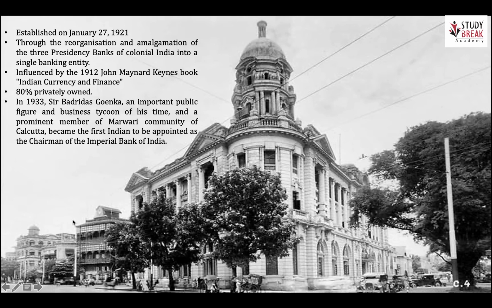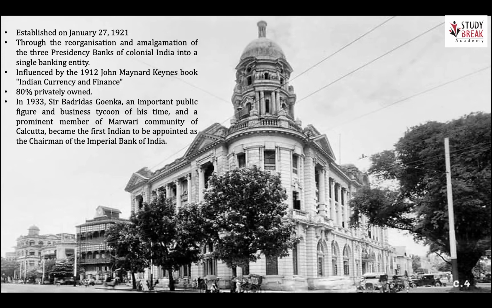Okay, now why did they form this Imperial Bank of India? Because the British understood that all their financial institutions and all their banks were privately owned. And in 1912, there was this famous book written by John Maynard Keynes called Indian Currency and Finance. John Maynard Keynes said that the government should have a regulatory body to control the financial activities or the economy of the country. Influenced by his book, the Imperial Bank was formed, amalgamating or merging Bank of Bengal, Bank of Bombay, and Bank of Madras.